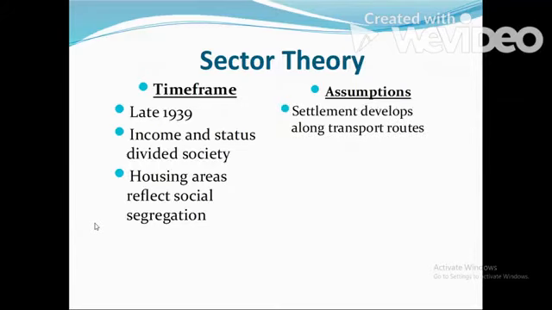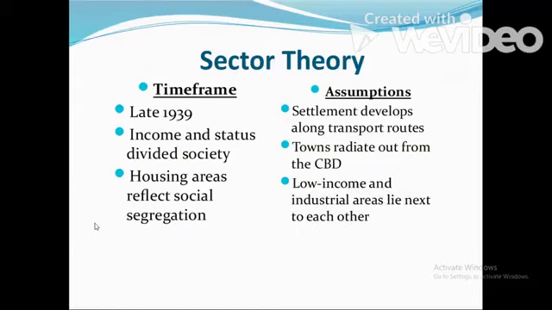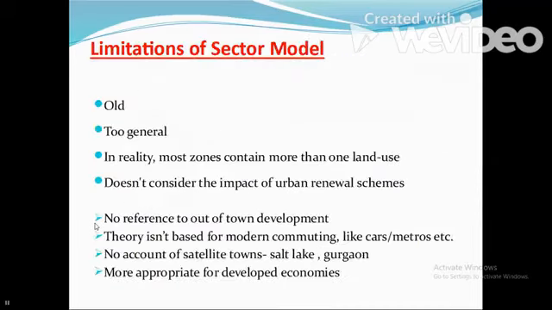Now, the assumption is what? Settlement develops along transportation routes that I have shown you. Towns radiate out from the CBD. Low income and industrial areas lie next to each other, and wealthy people choose the best sites. Now coming to the limitations of the sector model. Again, this is an old model, 1939. You can easily understand, and this is 2020.